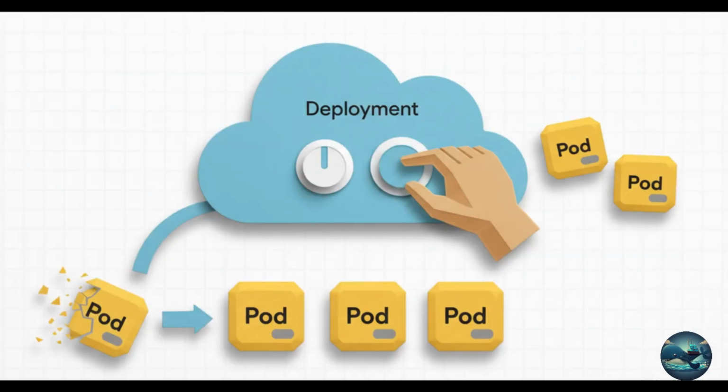The deployment's job is to be the tireless manager for your pods. You declare your desired state. Say, I want 3 replicas, and the deployment works around the clock to make sure reality matches your request. A pod fails, the deployment instantly replaces it. Need to scale up for Black Friday? Just change that number from 3 to 30. It even handles application updates with 0 downtime. This is pure Kubernetes philosophy. You declare the what, and the system figures out the how.